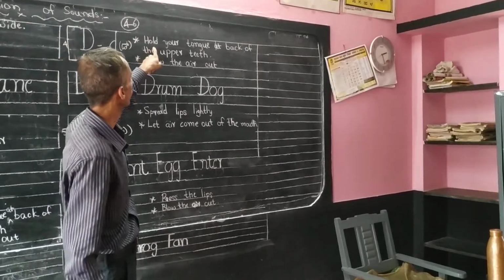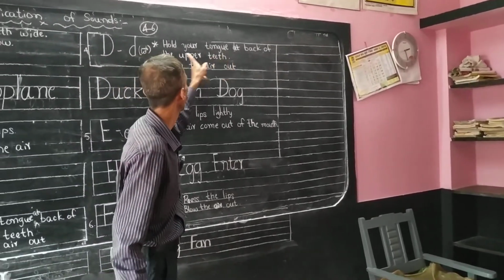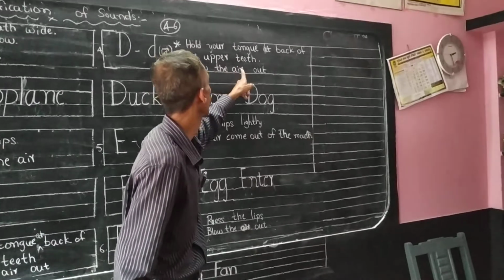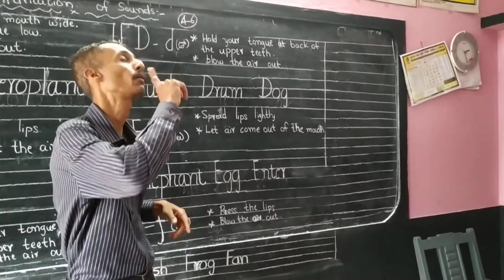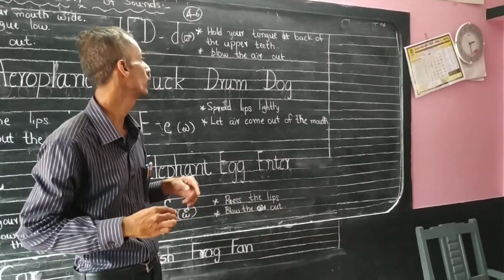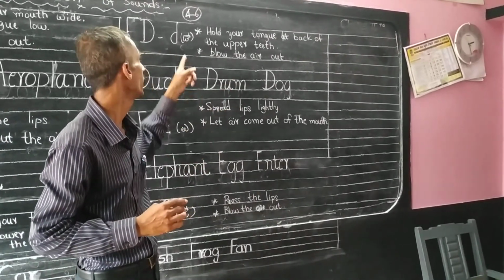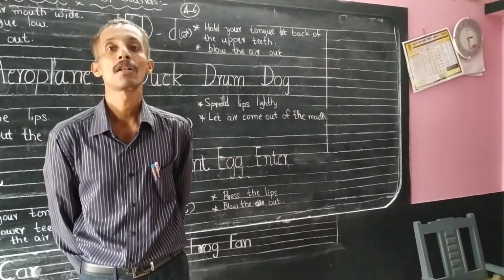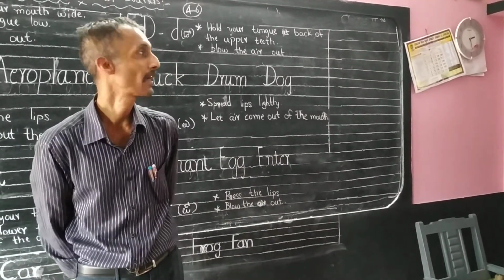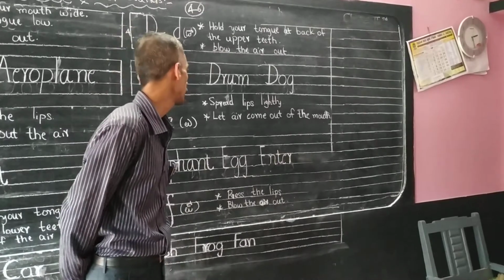How to produce it? Hold your tongue at the back of the upper teeth and blow the air out. Your tongue must touch the back of the upper teeth, and you should blow the air out, and the D sound should be pronounced. For example, D. Like this you have to pronounce. Your child should pronounce it.